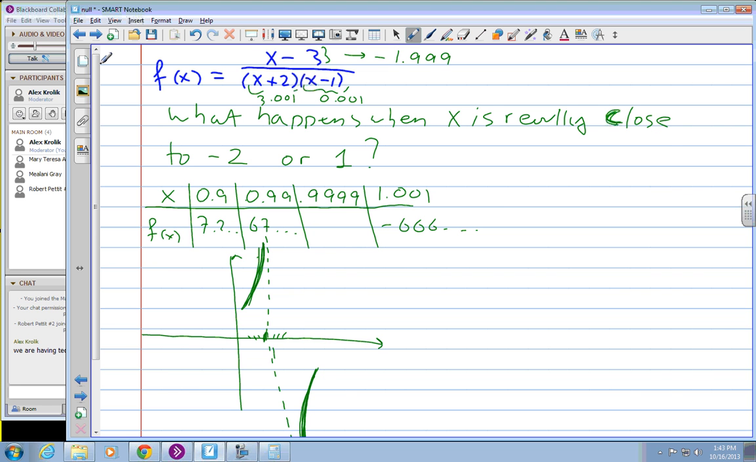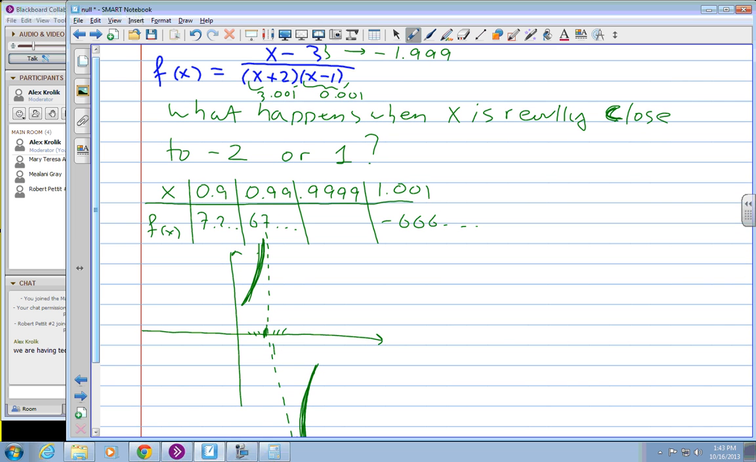Now we have a special name for those kind of invisible barriers. We call them asymptotes. The graph of the function gets really, really close to those asymptotes, but doesn't quite touch them. And we'll have three types of asymptotes. This is the first type, called vertical asymptote, because it's, well, vertical. And to find them is really simple. It's almost equivalent to finding the domain.